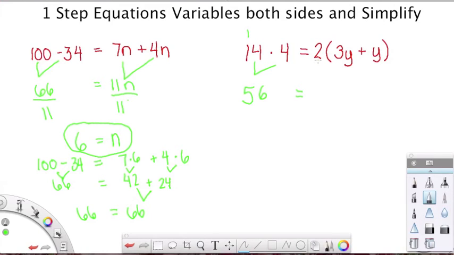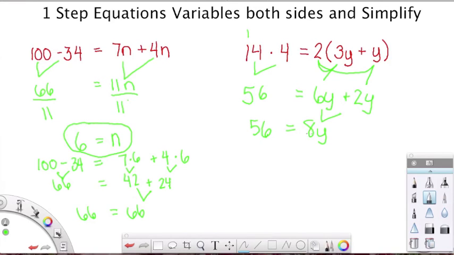Over here, we have to distribute. We have to distribute 2 times 3y is 6y plus 2 times y is 2y. And is there any more simplifying? Well, over here we only have one term we're working with, 56. You can't get much simpler than that. But over here we have 6y plus 2y. How many y's do we have altogether? We have 8 y's. Okay, now we've simplified both of these expressions, or the entire equation, and we can't simplify it anymore.